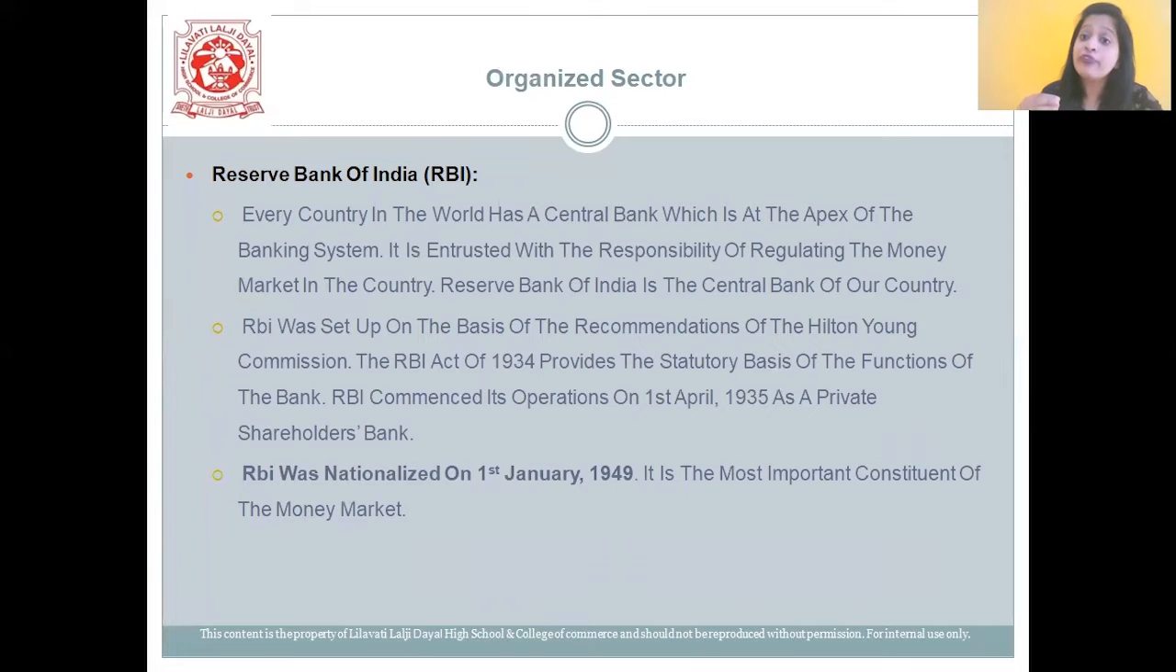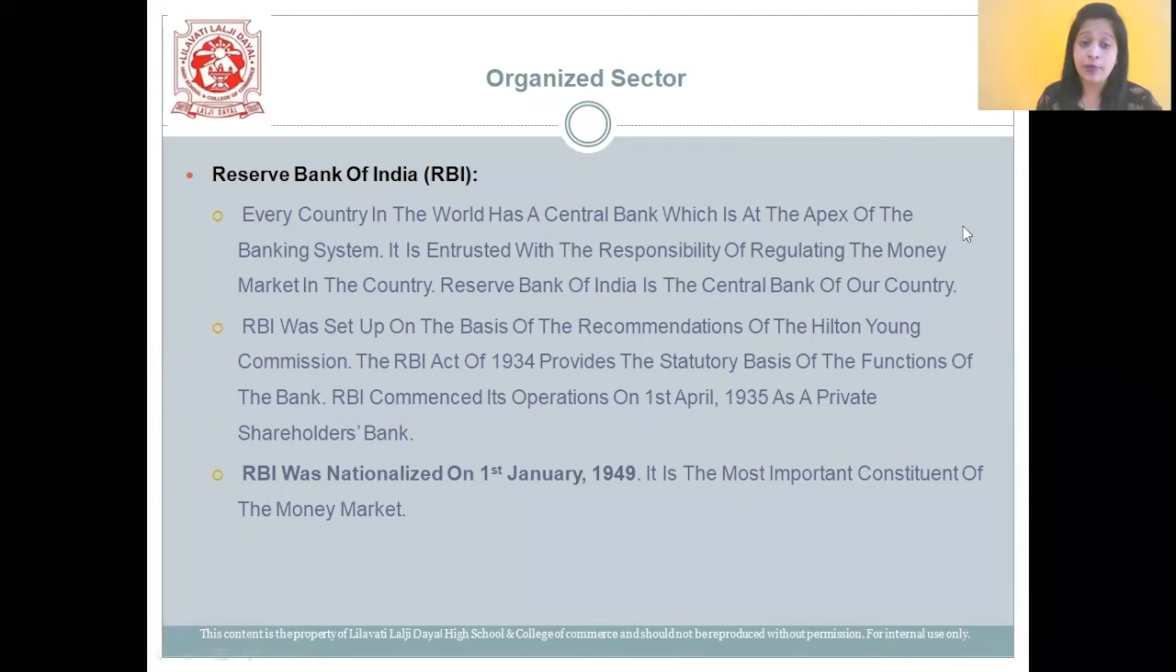Every country in the world has its central bank, which is called the apex of the banking system. It is entrusted with the responsibility of regulating the money market in the country. So Reserve Bank of India, students, is the central bank of our country, called the Apex Bank, the central bank of the country.